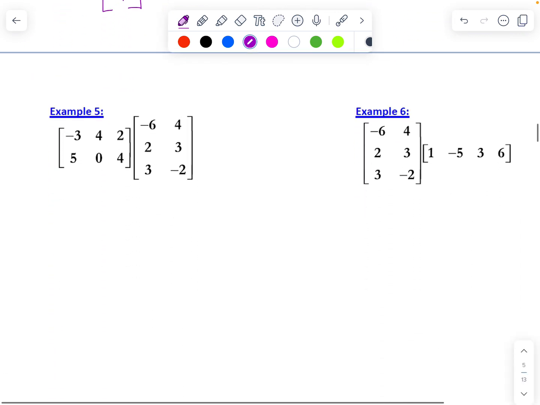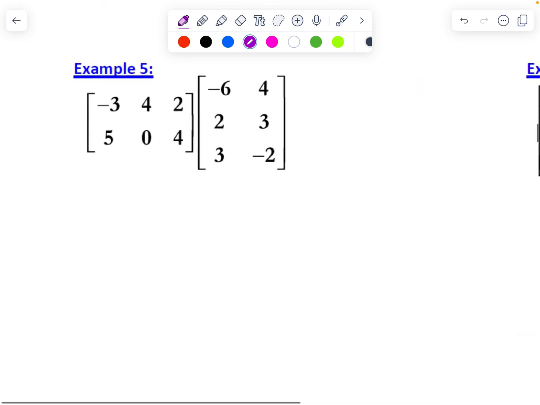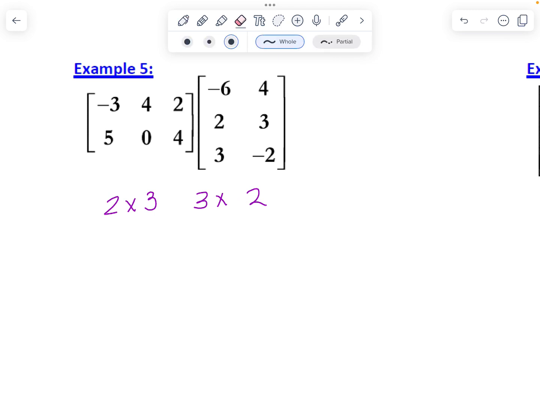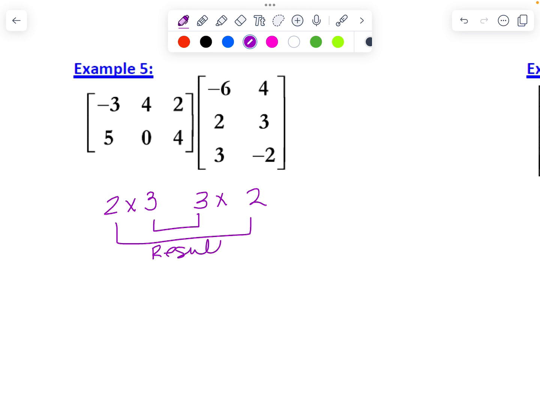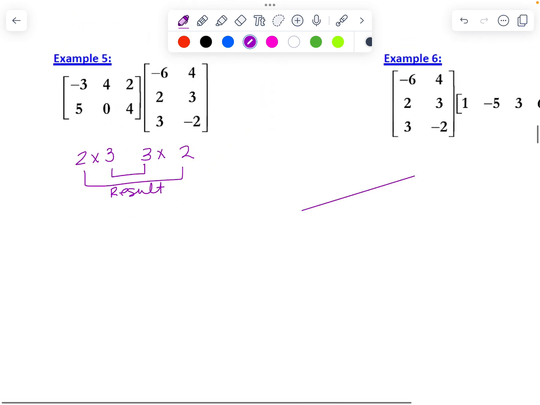So we're going to practice. We'll do a few of these. If I look at my next one, I want to make sure I can multiply. So I have a 2 by 3 and a 3 by 2. Oops, a 3 by 2. I don't like how I did that. Okay, so this looks good because it's a 3 by 3. My result is going to be a 2 by 2. This is going to be my result. So now let's think about this again.